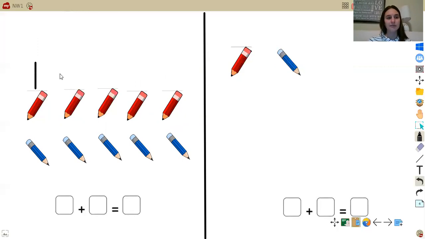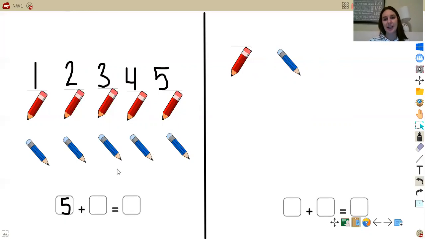So 1, 2, 3, 4, 5. So I see that I have 5 red pencils, so I'm going to put that in the first box. And then I'm going to move on to my blue pencils, and just like we started over at 1 for our stickers, we are going to start over at 1 with our blue pencils.